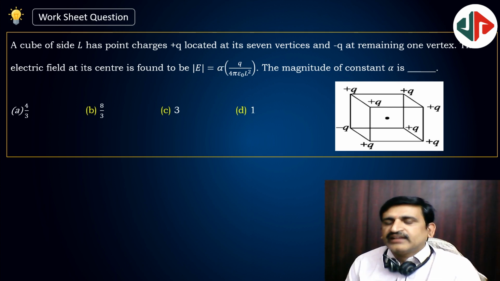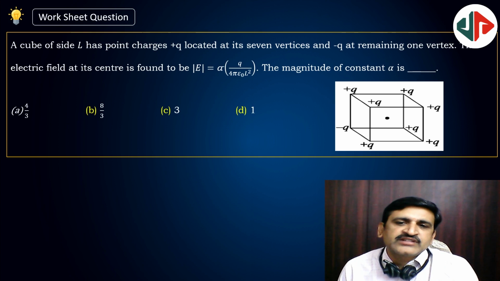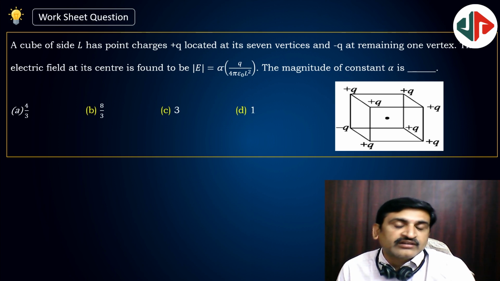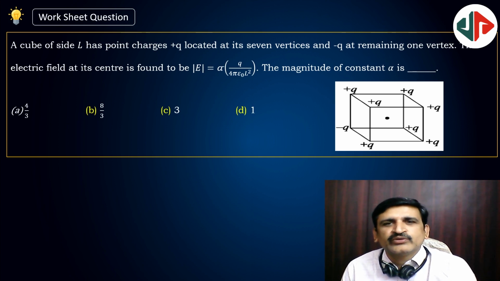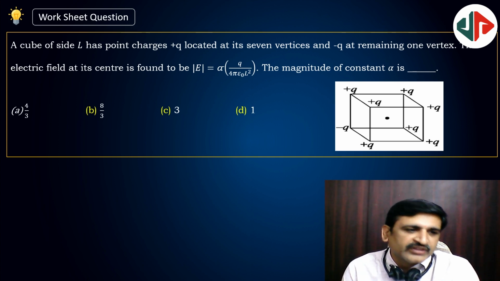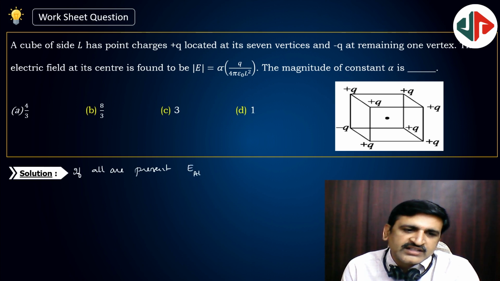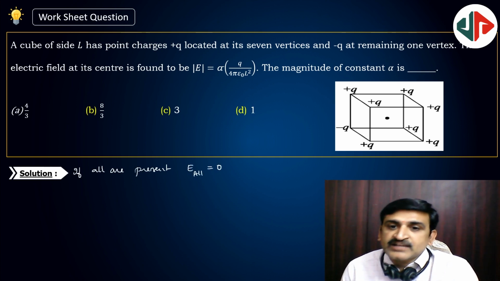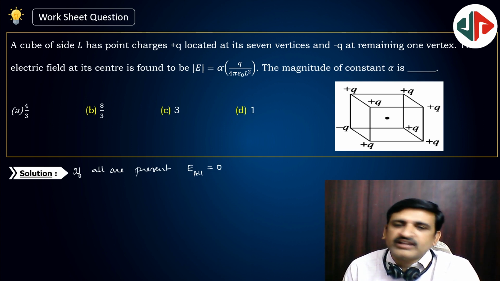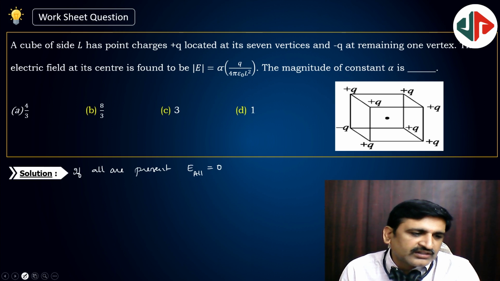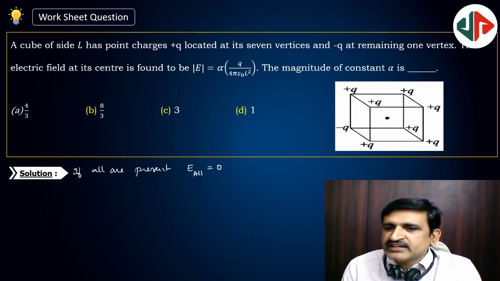Actually, if all the charges are present, then the field due to all these charges at the center will be 0. If one is absent, that field will be left out. See, here you can take this direction. Suppose this is also plus, it will be 0.